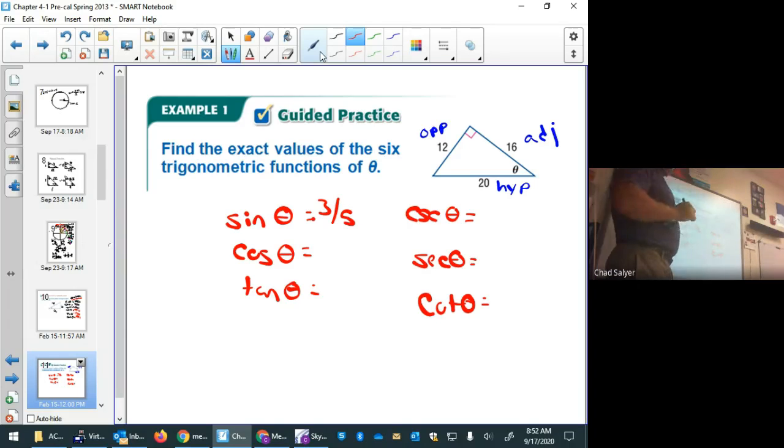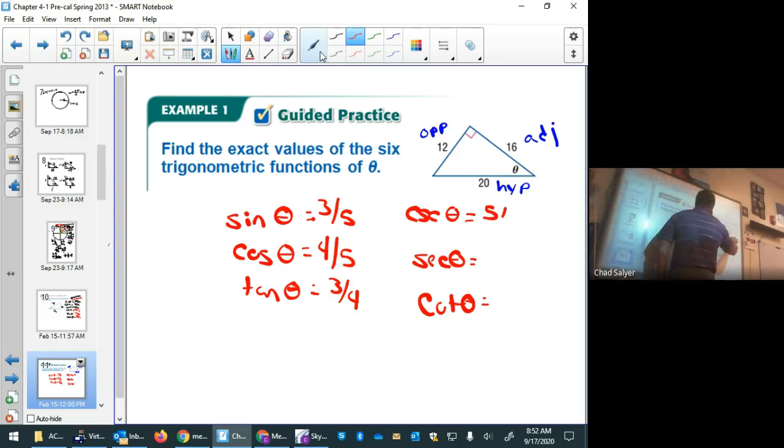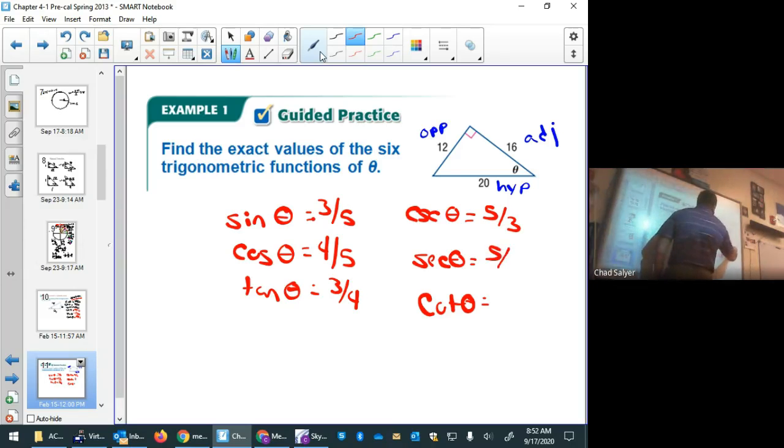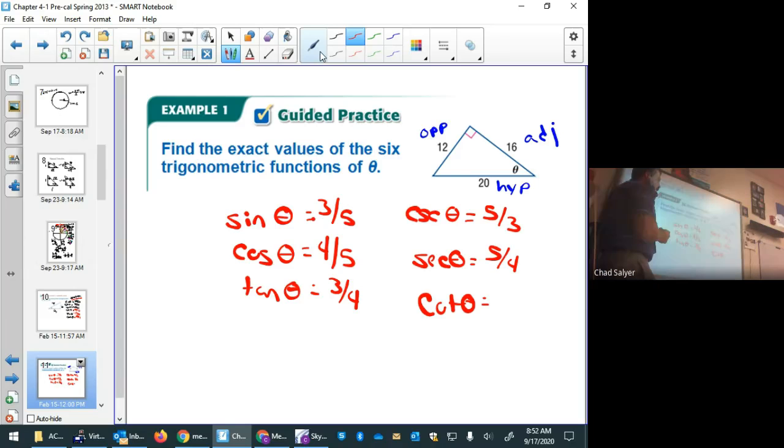What about cosine of theta, Holden? 4 over 5. Very good. And then what about tangent of theta, Jesse? 3/4. Yep, 12 over 16, which reduces to 3/4. What about cosecant, Rowdy? 5/3. Very good. What about secant, Colleen? 5/4. Excellent. Then last but not least, Bristol, what's the cotangent?